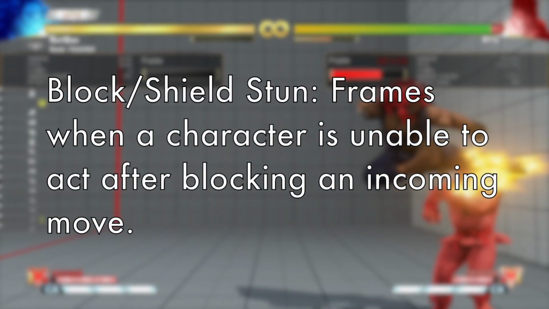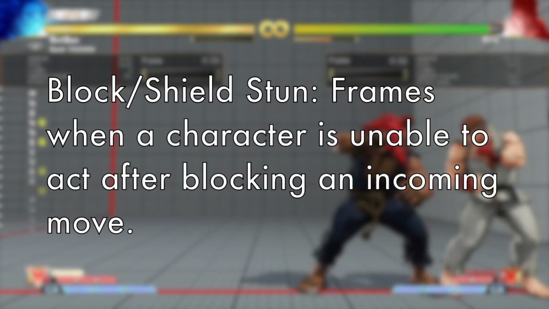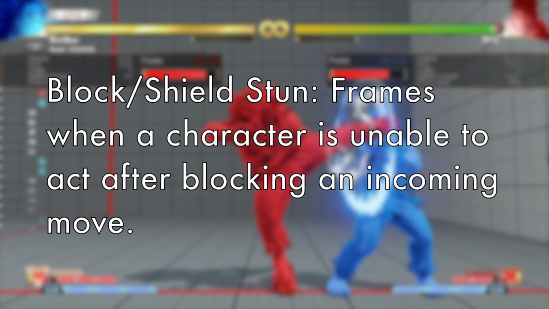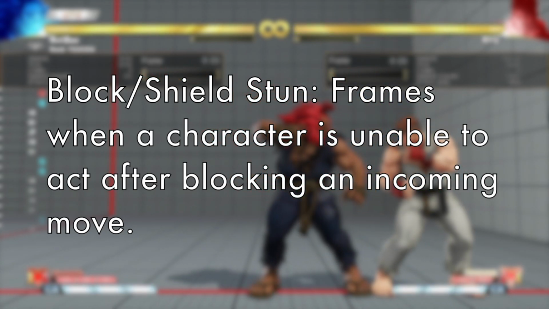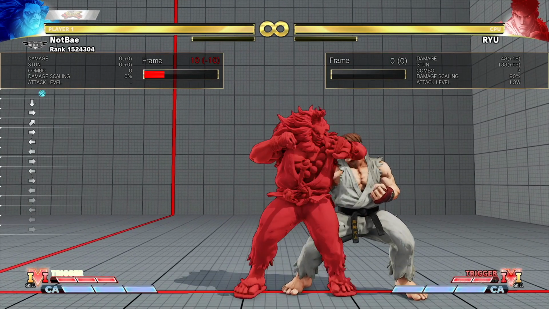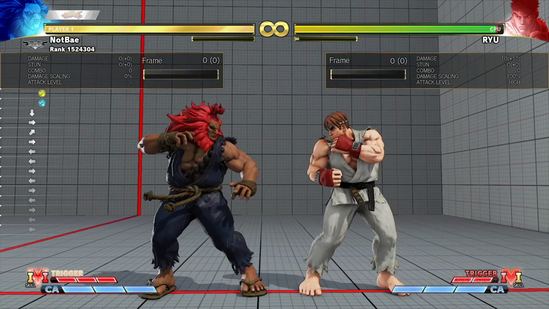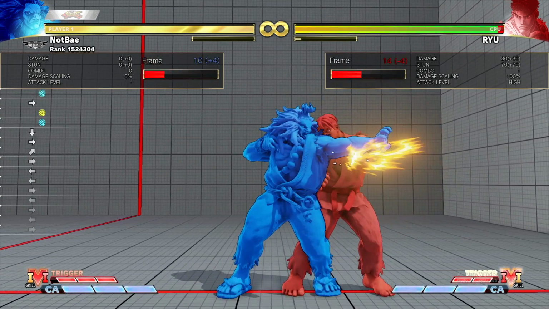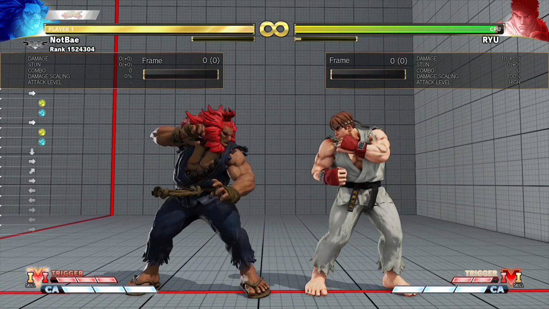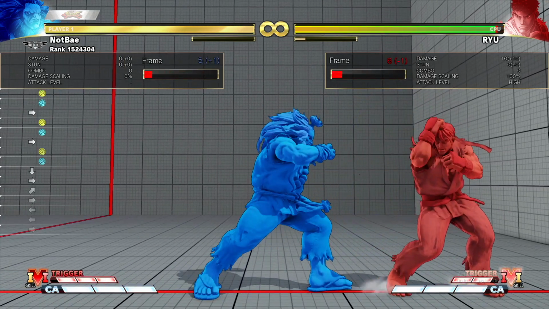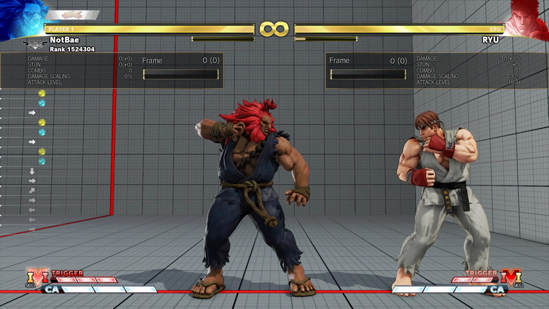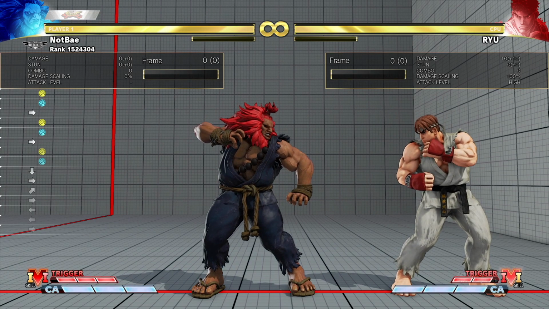Block or shield stun, similar to hitstun, are the frames after an attack is blocked, where the defender cannot act. Attacks with higher block stun will generally be safer, as your opponents will be unable to act for a longer period of time, though this isn't the end-all, since a move's higher recovery frames can still make it unsafe. This all equates back to frame advantage, as certain moves will be safe on block or unpunishable by your opponent.